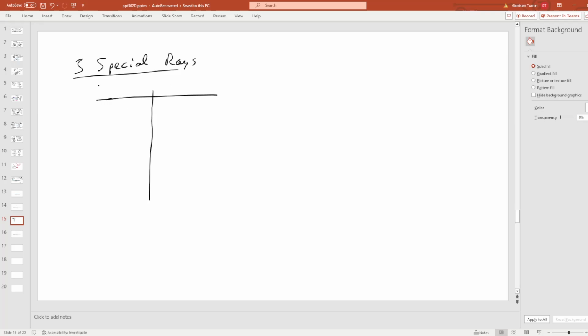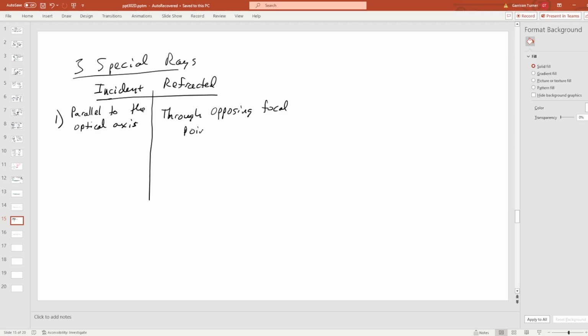I'm going to label these incident and refracted. So if your incident beam is parallel to the optical axis, this is special ray number 1. When it's refracted, it will be refracted through the opposing focal point. Now I need to stress, this is specifically for converging lenses.